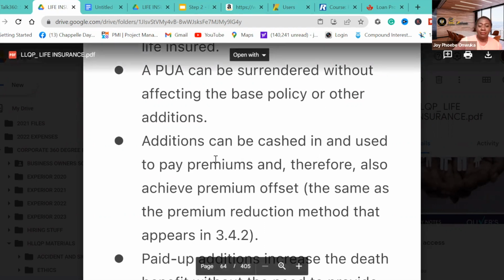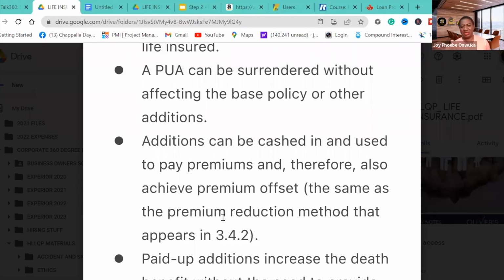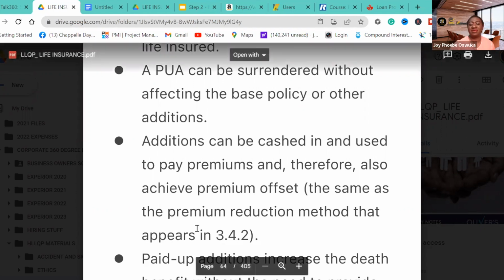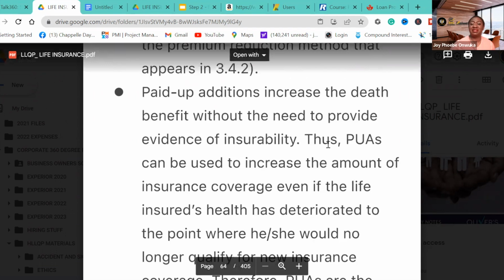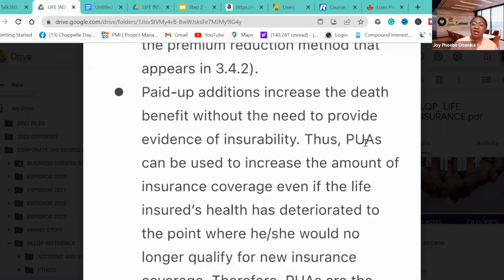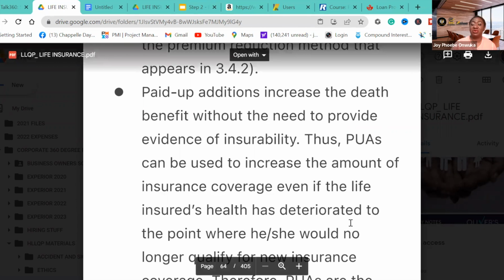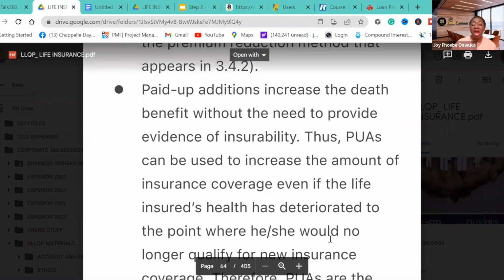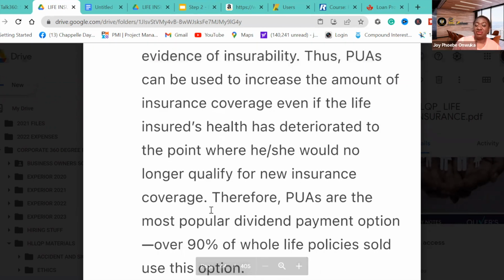Do you want me to explain this? I think this is pretty much straightforward. This is telling us that this addition can be cashed in or used to pay premiums and therefore also achieve premium offset. Now, paid up addition increases the death benefit without the need to provide evidence of insurability, and thus paid up additions can be used to increase the amount of insurance coverage even if the life insured's health has deteriorated to the point where he or she will no longer qualify for new insurance coverage.